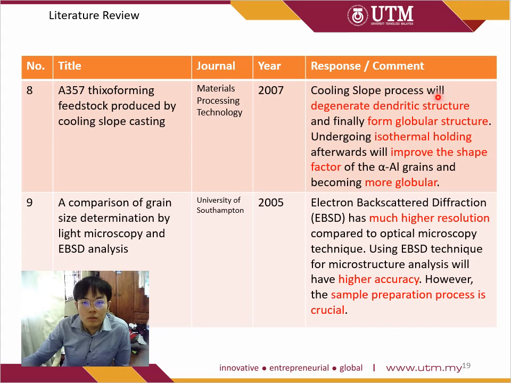So the cooling slope process will degenerate dendritic structure and finally form globular structure. And undergoing isothermal holding afterwards will improve the shape factor, becoming more globular. EBSD has much higher resolution compared to the optical microscopy technique, so using EBSD will have higher accuracy. However, the sample preparation process is very crucial. From the papers that I have reviewed, all of them are using optical microscopy instead of EBSD, indicating optical microscopy should be sufficient to determine the grain size and globularity of the cooling slope metal.